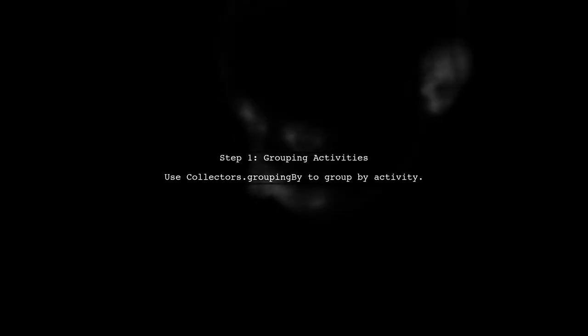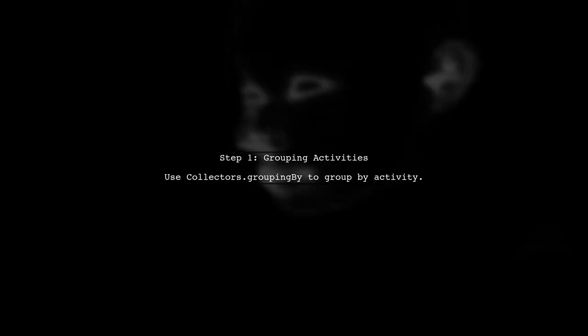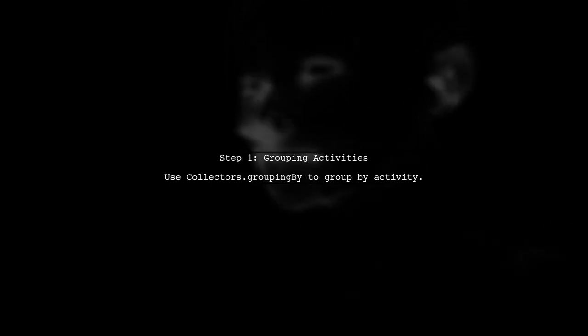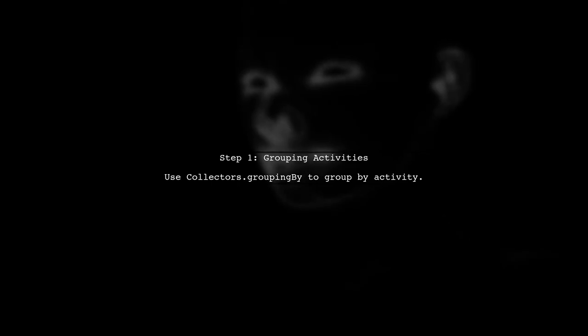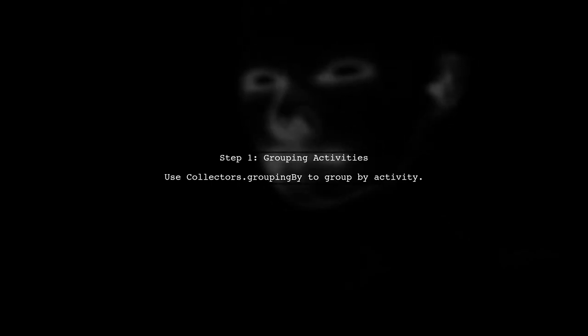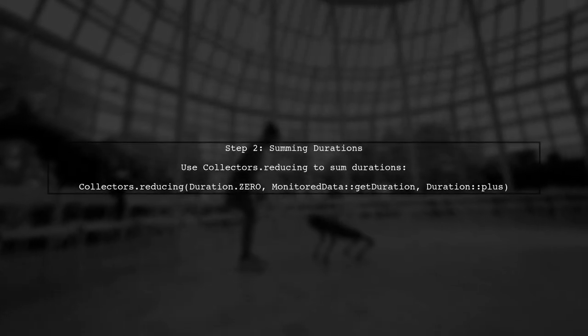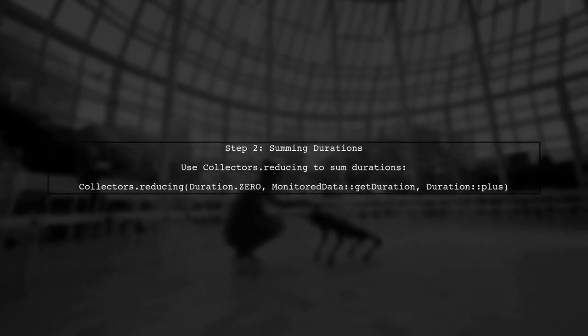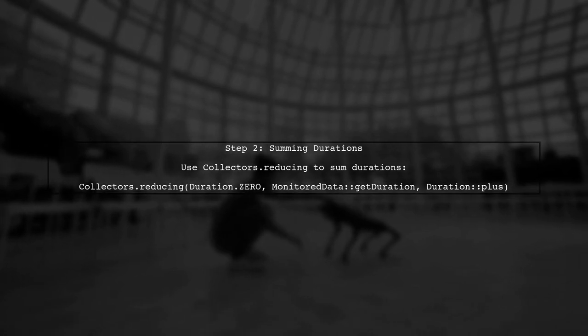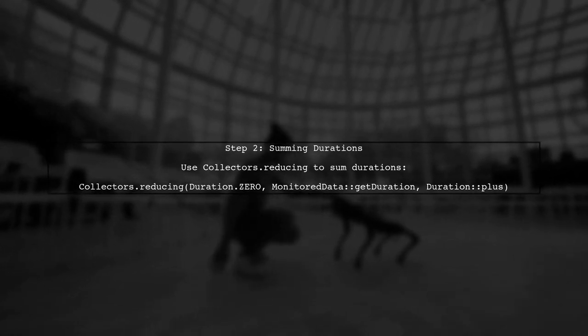To sum the durations of activities using Java Streams, we will utilize the Collectors class. First, we need to group the data by activity. Next, we will collect the durations for each activity. Instead of counting, we will sum the durations using a custom collector.